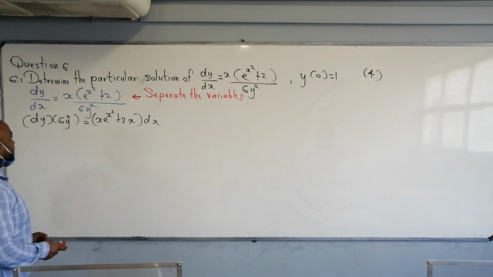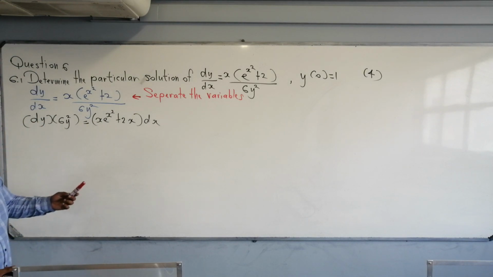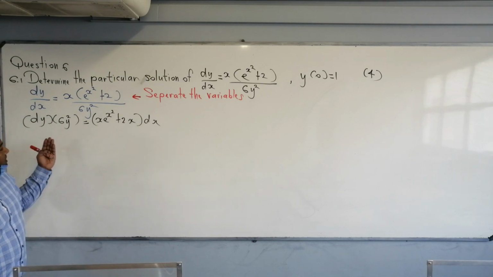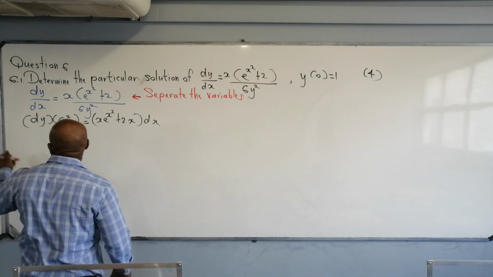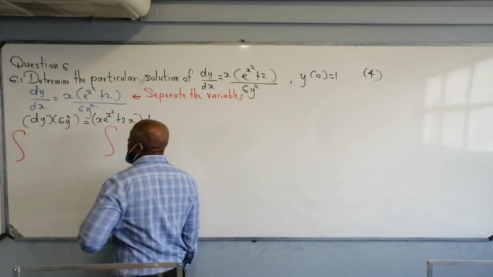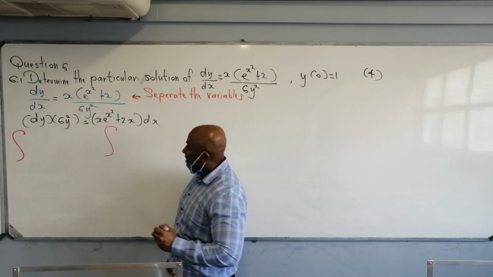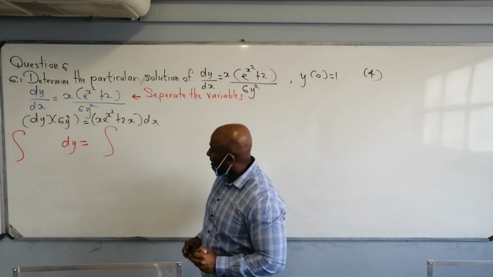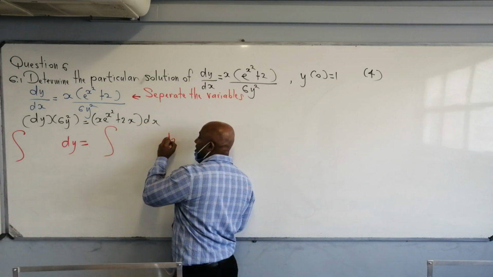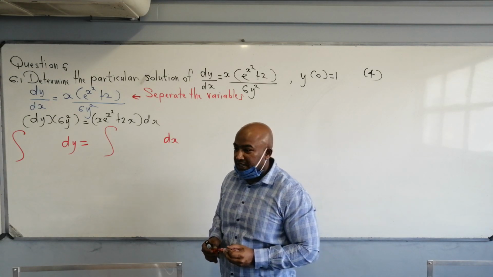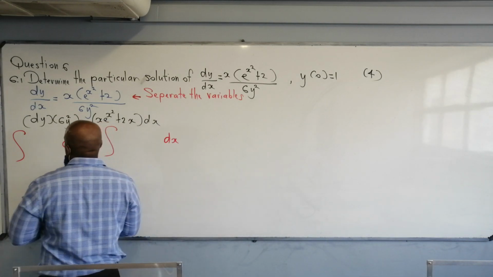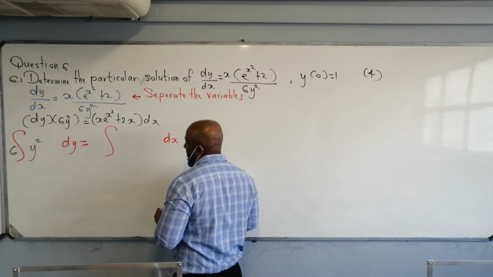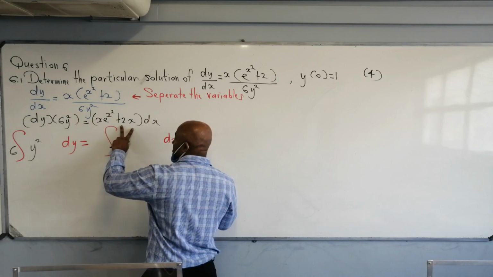Now, once your variables have been separated, we can integrate both sides. Okay, so now you're going to integrate both sides. The left hand side, you're integrating with respect to y, that's dy. The right hand side, you're integrating with respect to x, there's your dx. Okay, so here on the left hand side, we have 6y squared. On the right hand side, we have two terms.